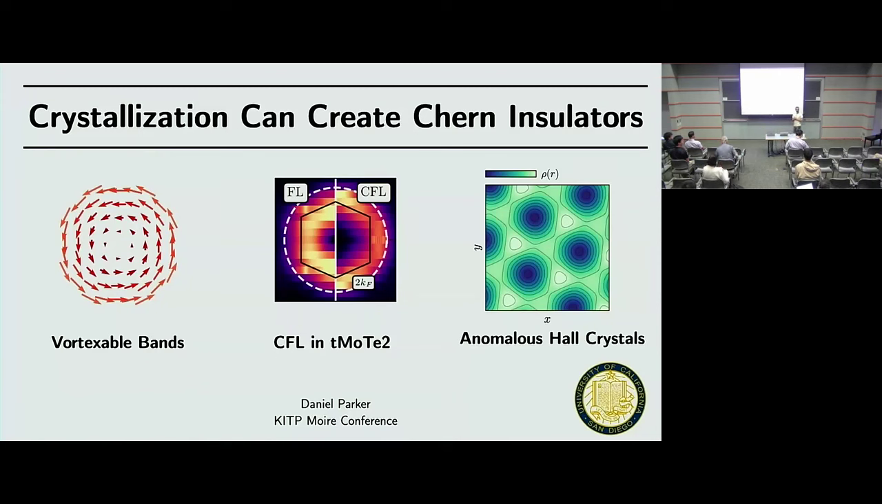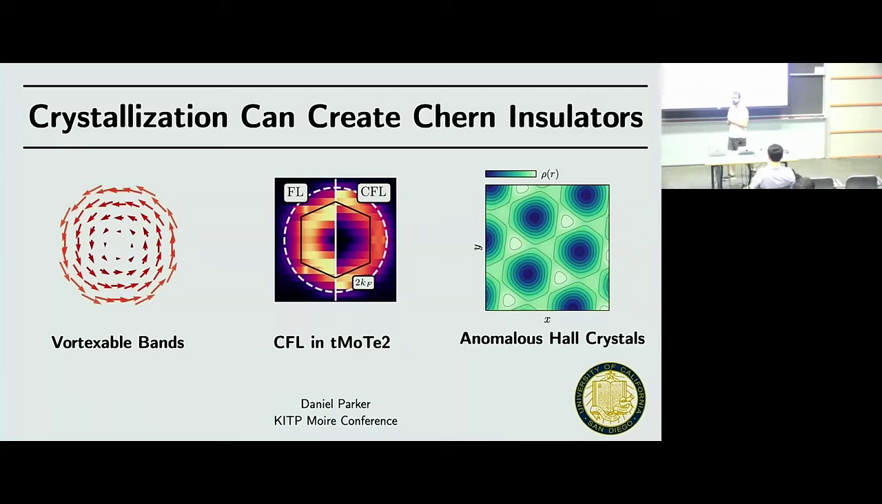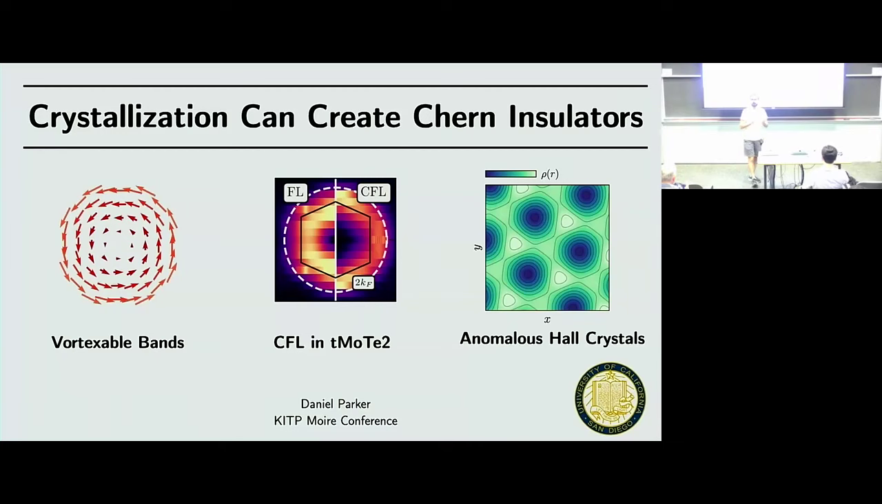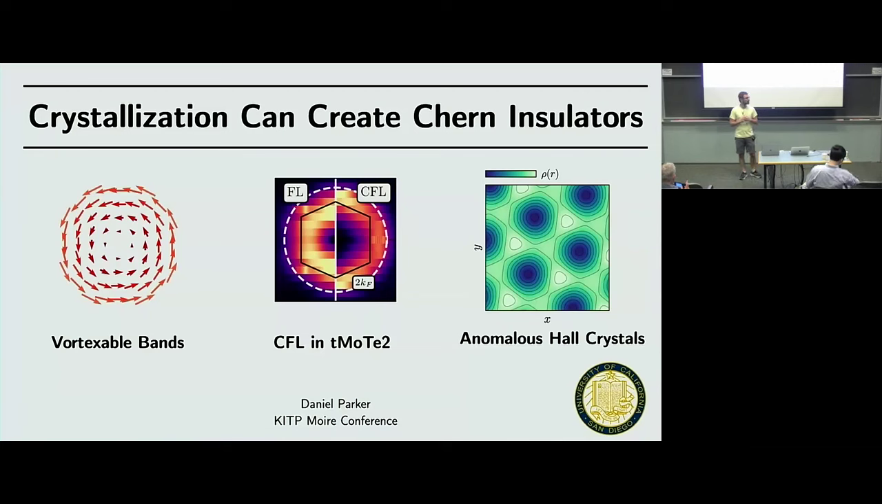I'm very excited to tell you all today about how crystallization can create Chern insulators. So I want to tell you today about how we can understand some of the lovely fractionalized physics we've been seeing in Moiré bands at zero magnetic field. I'll start by talking about the idea of vortexable bands and how I believe they can really inform the physics in twisted MoTe2. And then I'll go on to the wilder case of pentalayer graphene and talk about the idea of the anomalous Hall crystal.